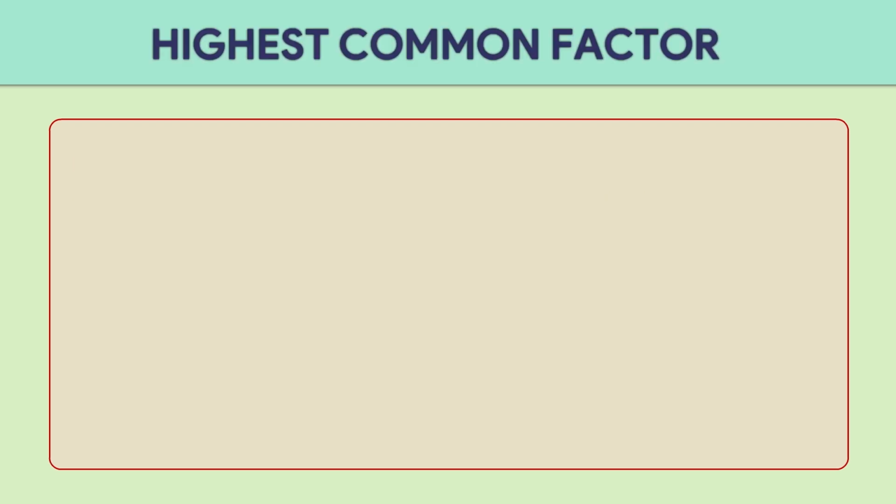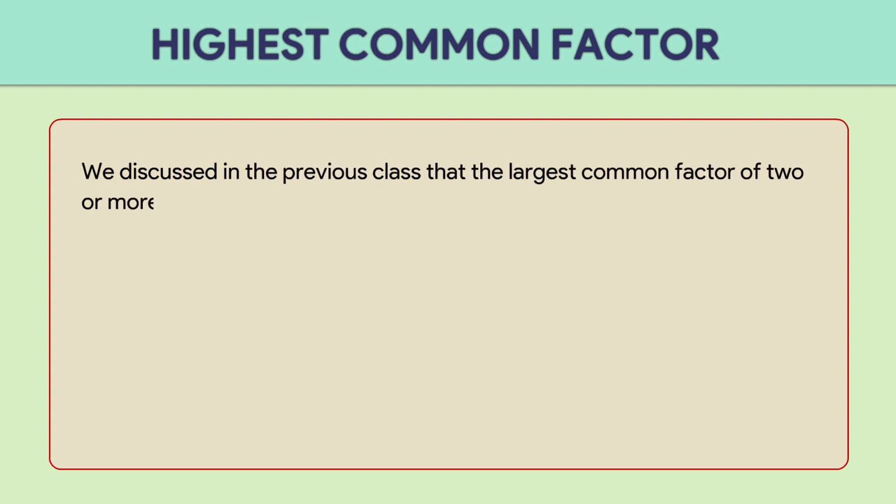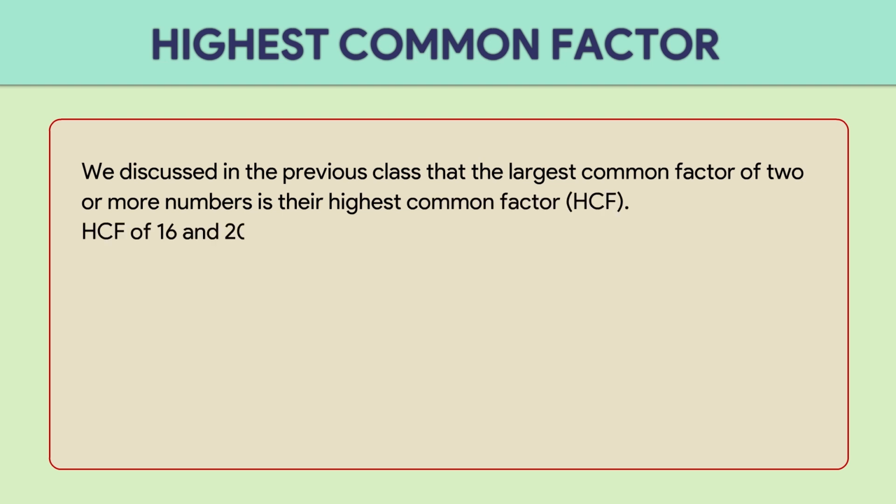Highest common factor. We discussed in the previous class that the largest common factor of two or more numbers is their highest common factor, HCF. HCF of 16 and 20 is 4.